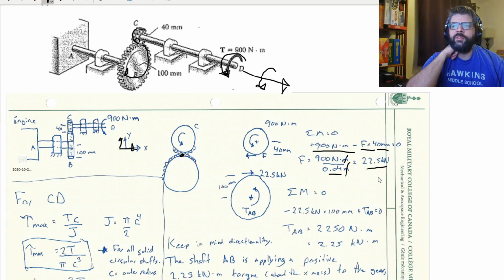And then we got a relatively large number, so I put it in terms of kilonewtons. So 22.5 kilonewtons. So again, free body diagram of the other gear. We've got this 22.5 kilonewton force that's being applied to it by this gear. When this gear wants to turn, it's going to push this way. If it's being pushed that way, then we're also going to get a reaction.